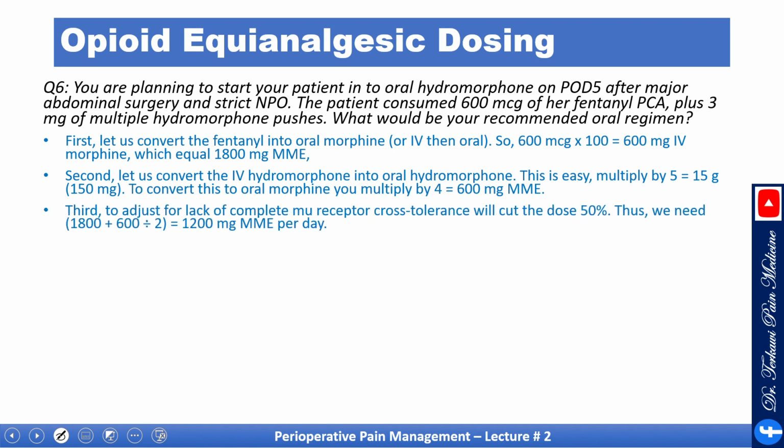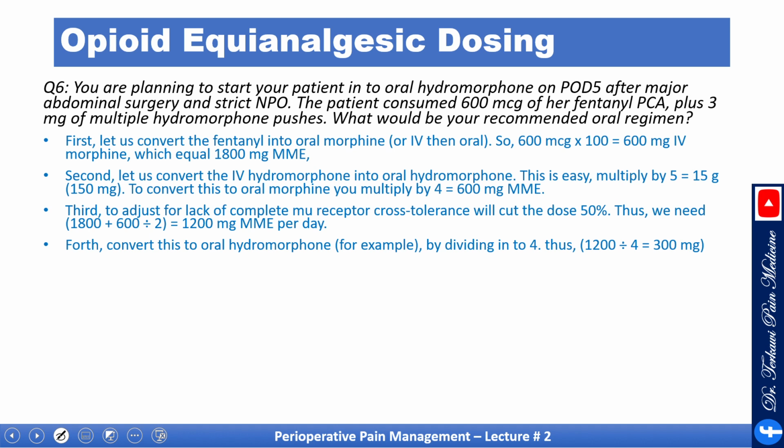Third, to adjust for the lack of complete mu receptor cross tolerance, we'll cut down the dose by 50%. Thus, we need 1,800 plus 600 divided by 2 is 1,200 morphine equivalent orally per day, right? Huge. Fourth, convert this to oral hydromorphone, for example, by dividing into 4. Thus, you will need 300 milligram of oral hydromorphone per day.